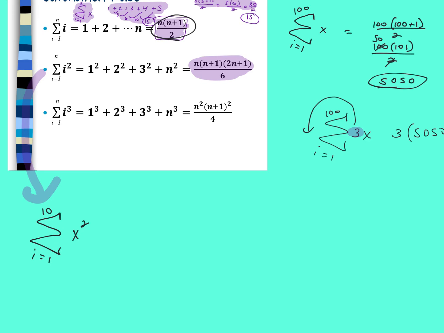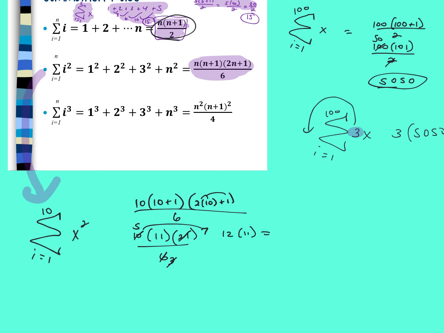So instead of plugging in 1, then 2, then 3, then 4, then 5, then 6, then 7, then 8, then 9, then 10, I would do 10 times 10 plus 1 times 2 times 10 plus 1 all over 6. So I'd get 10 times 11 times 21 over 6. I could say 2 goes into 6 3 times and 2 goes into 10 5 times. And I could say 3 goes into 21 7 times. And then I can multiply that out. So this would be 12 times 11, or 132.